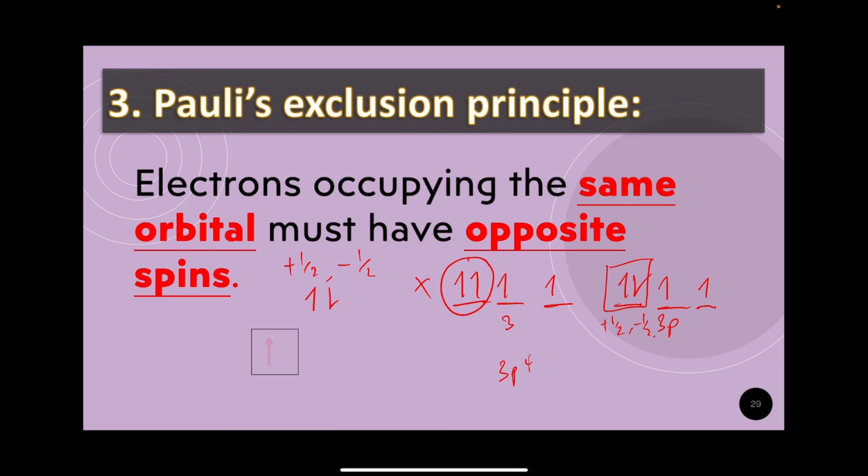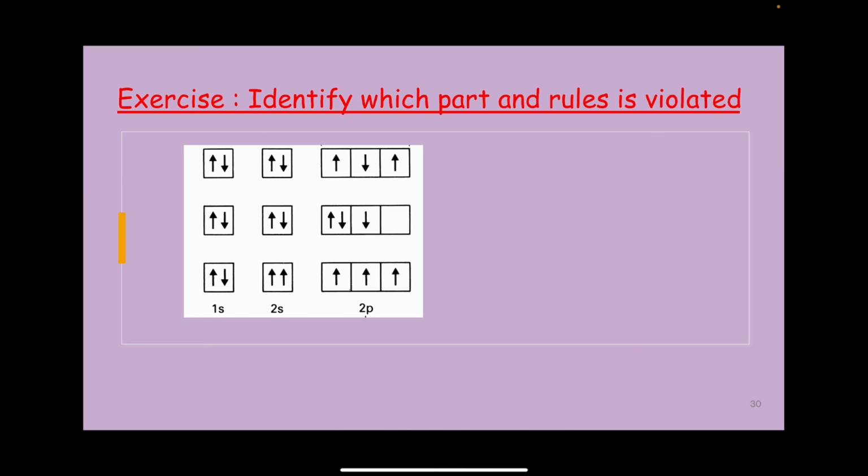For example like this one, it cannot be done. And this is the right method to fill up the electrons, one upward, one downward. So you can do the exercise, we can do the exercise together.